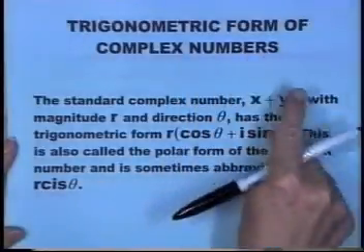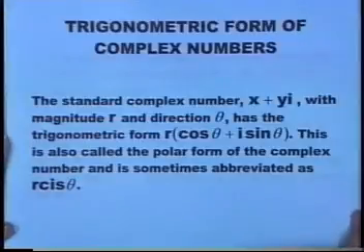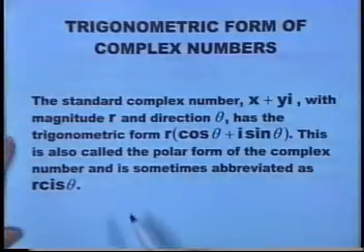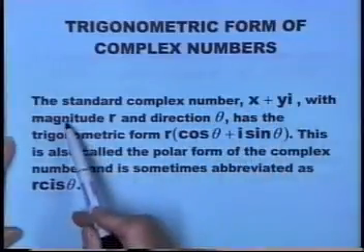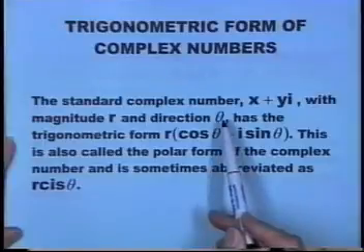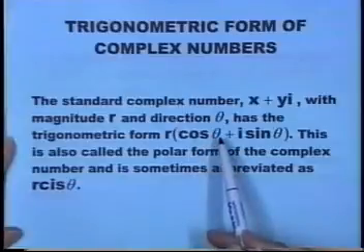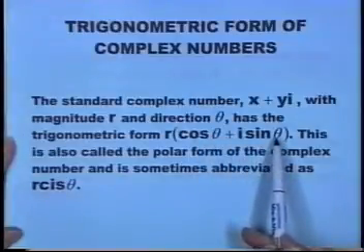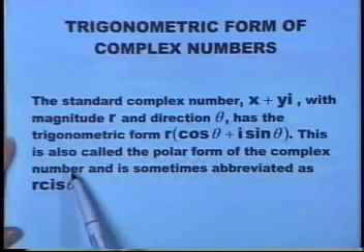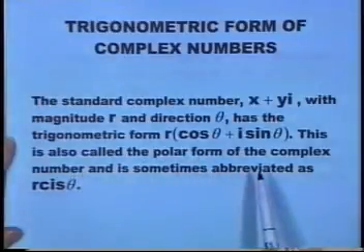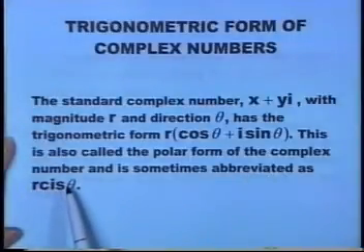The trigonometric form of complex numbers, and by the way, we usually abbreviate that and just say the trig form. We always get lazy, don't we, with things like that. The standard complex number x plus yi with magnitude r and direction theta has the trigonometric form r times the cosine of theta plus i times the sine of theta. This is also called the polar form of the complex number and is sometimes abbreviated as r CIS theta.